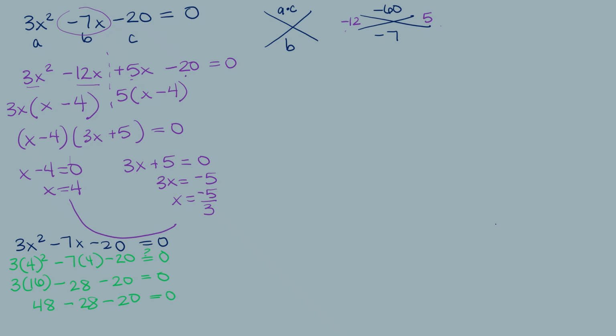And you can just plug all this into a calculator, or you can kind of see that 48 minus 28 is going to be 20. So we have 20 minus 20, which equals 0. So x equals 4 is a possible solution. And then we're just going to do the same thing that we just did to check this x equals negative 5 over 3. So we'll just rewrite our original equation.